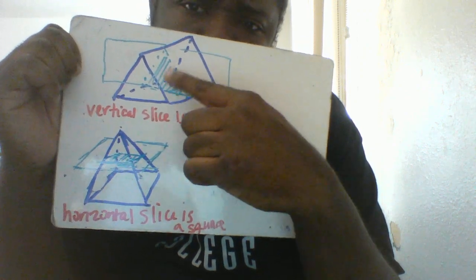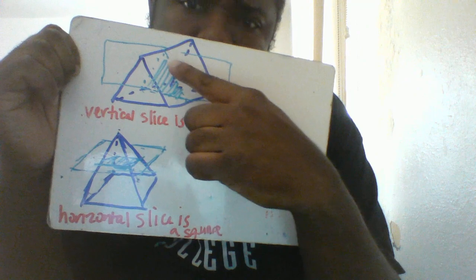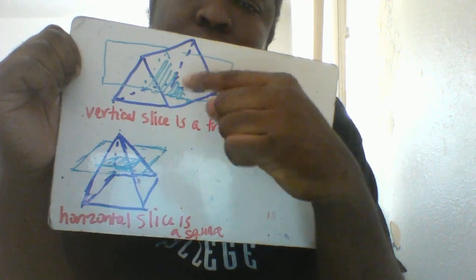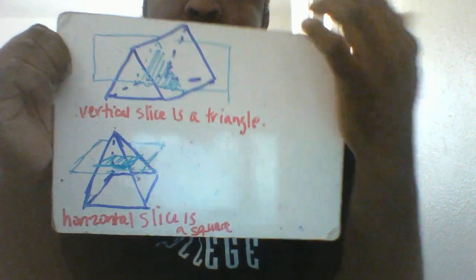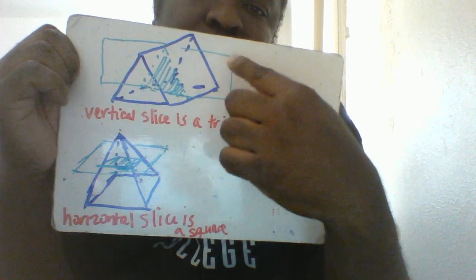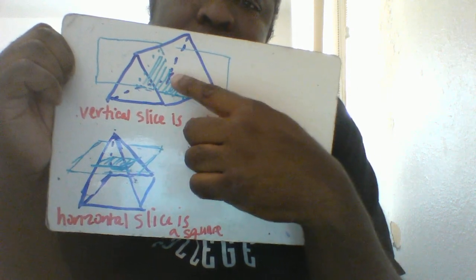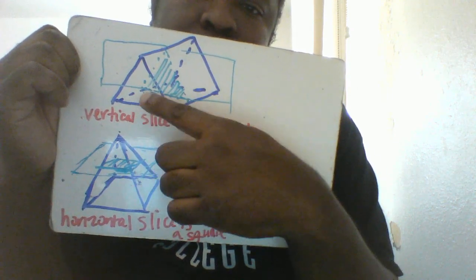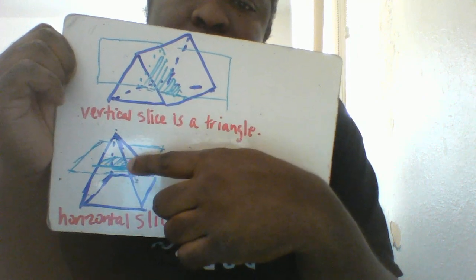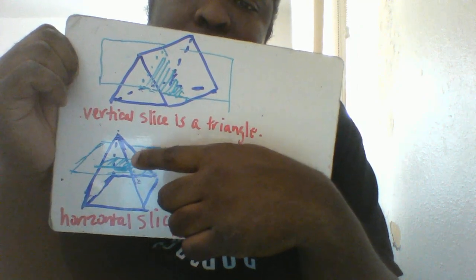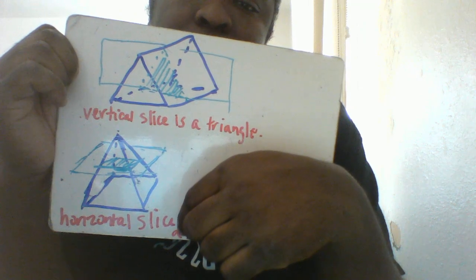You can look at the piece that's created in the center, as long as the shape is uniform. And what I mean by uniform is that the way it starts is the way it ends. All right, so as you can see right here, there's a triangle, there's a triangle. Right here, there is a square. So therefore, that is a square.